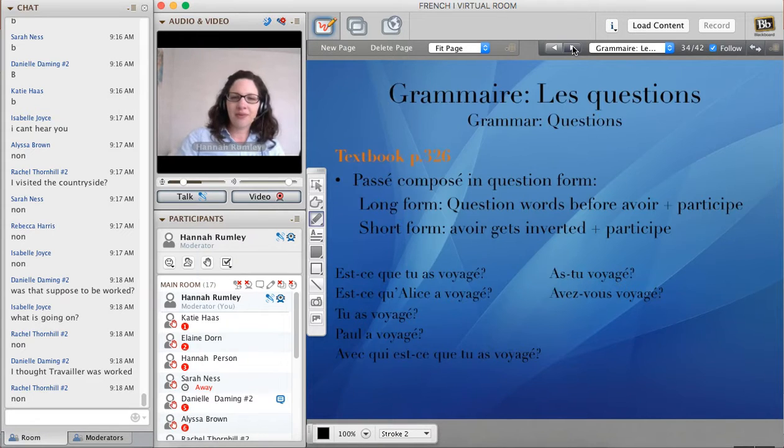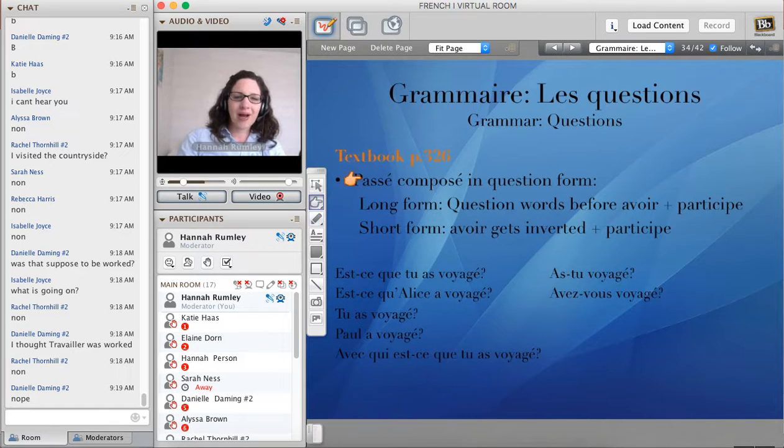Okay, let's move on. For questions, le passé composé in question form, there's a long form and a short form. The long form is the question words before avoir and then the participe. Est-ce que tu as voyagé? Have you traveled? Est-ce que Alice a voyagé? Okay, so you just add the question words to the sentence, basically. You traveled, Alice traveled. Did you travel? Did Alice travel? Kind of.